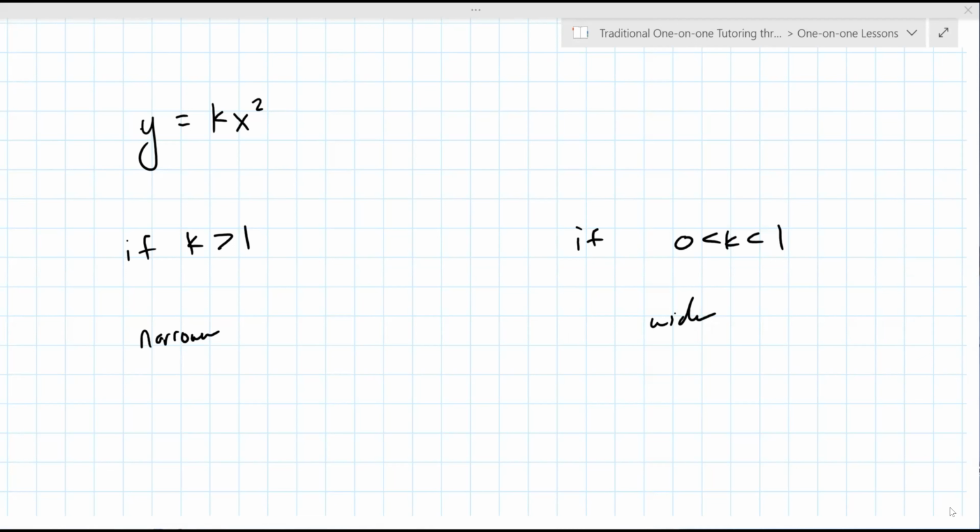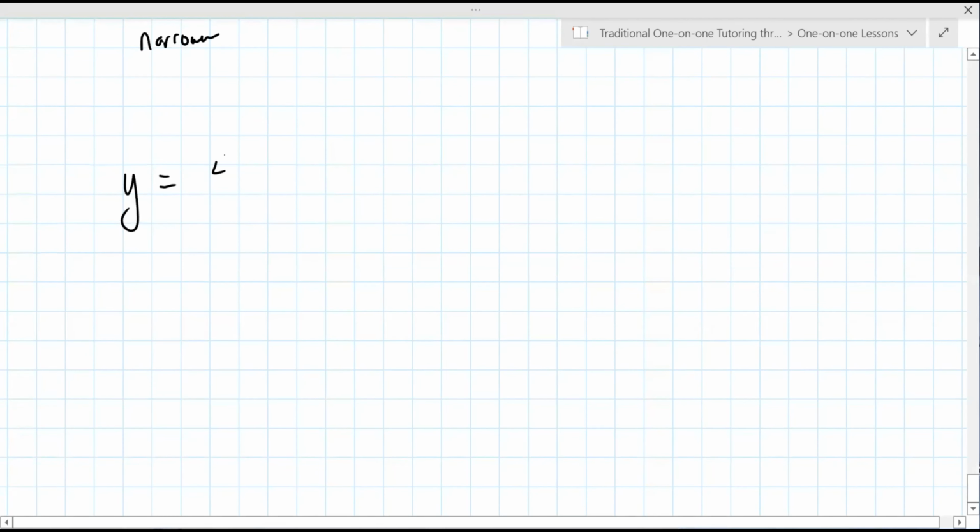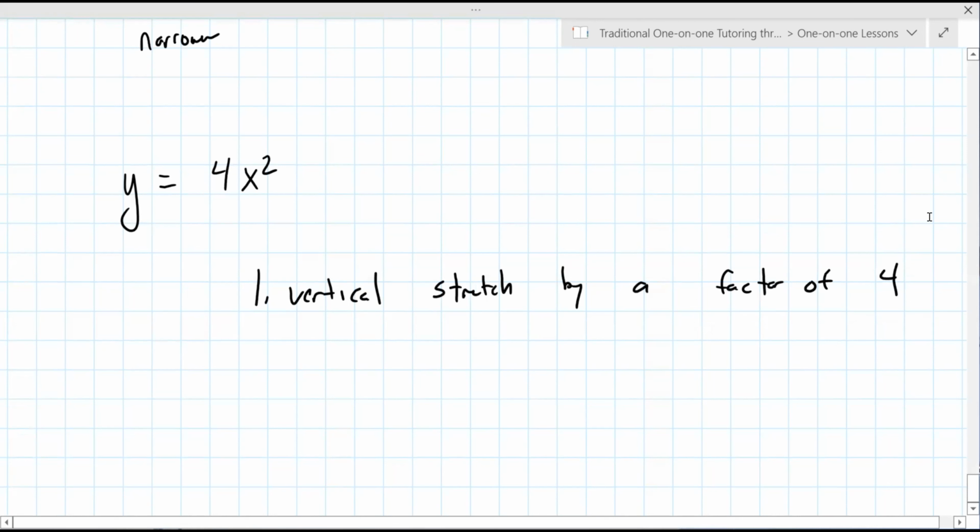So here's an example problem. Let's say it's y equals 4x squared. Here's how you would write the transformation: it's a vertical stretch by a factor of 4. Vertical stretch by a factor of 4. And you have to use those words in that order, just like I've written there. There is no other correct way to do it.